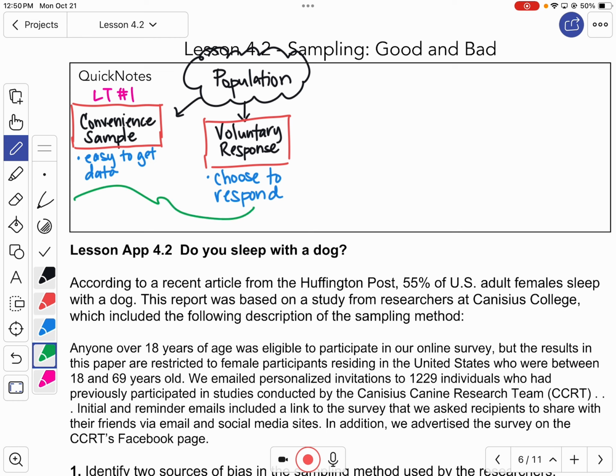Each of those two will lead to some bias, and we want to try to avoid bias if at all possible. So both of those types of sampling will lead to some bias. It's going to skew my data one way or the other. The best sample is a random sample.